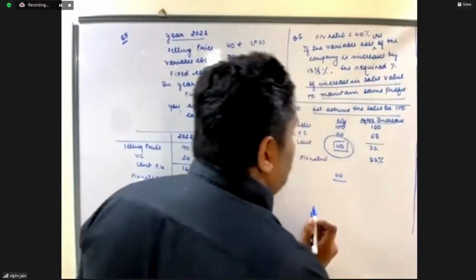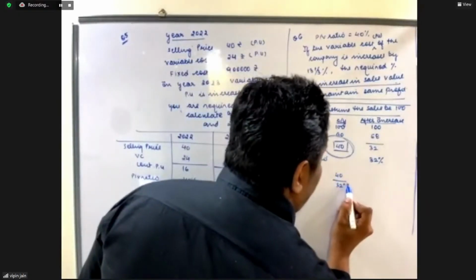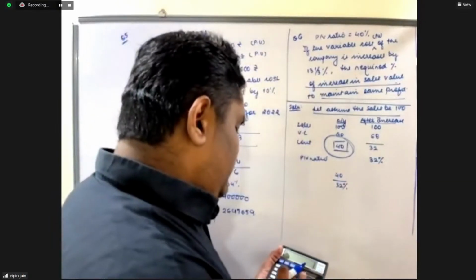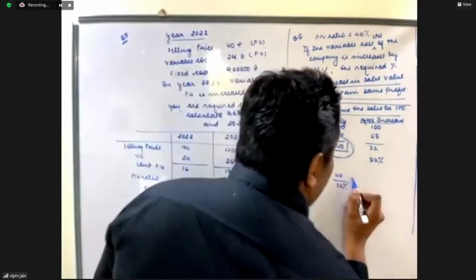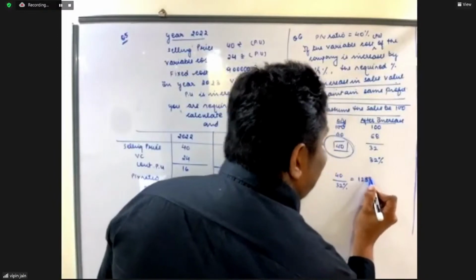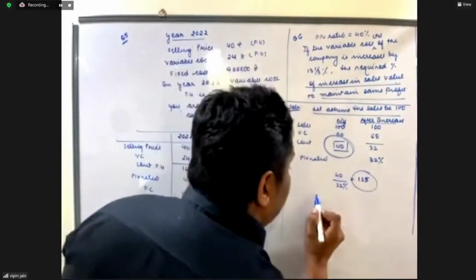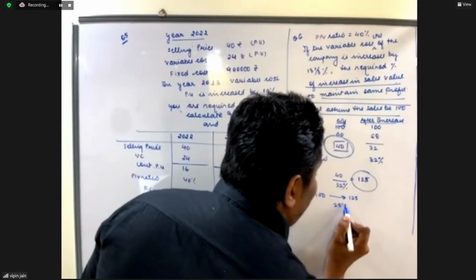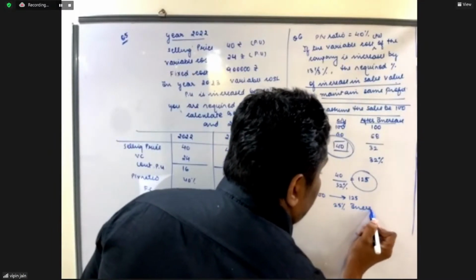So for earning 40 contribution, how much sales is required? Because my revised PV ratio is 32%, 40 divided by 32%, that is 125. So my revised sales will be how much? 125. That is from 100 to 125. That is a 25% increase.